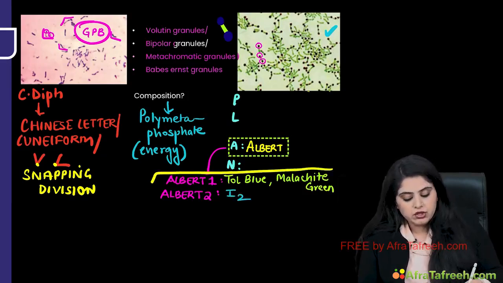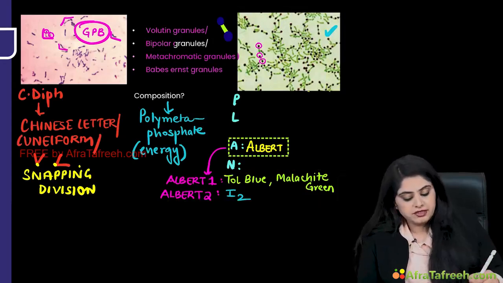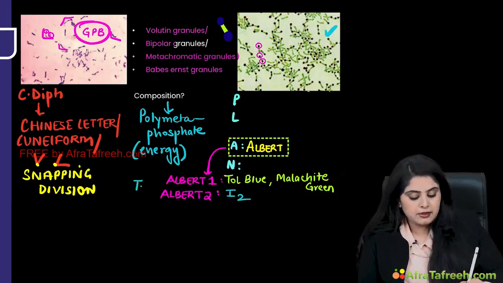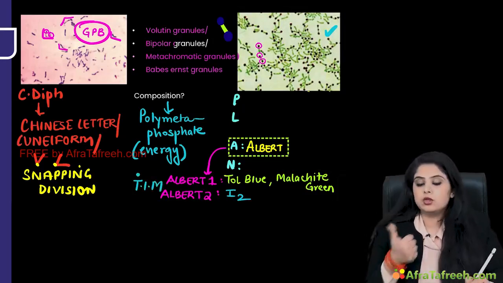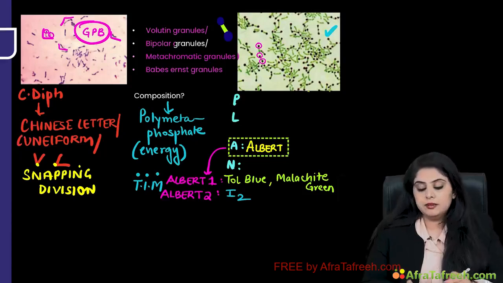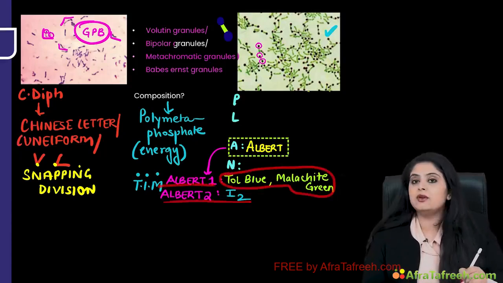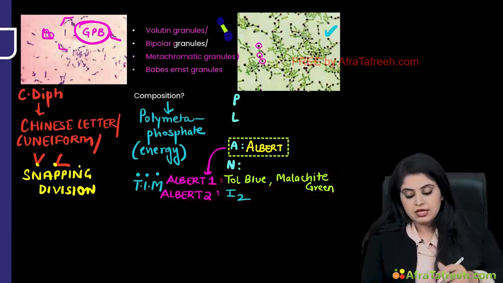If I have to learn what is the composition of the Albert staining that we have, you will simply say that I can learn it as a mnemonic TIM. What is TIM? T for toluidine blue, I for iodine, M for malachite green. The main colors, the toluidine blue and the green, are present in the first stain, and the remaining iodine is present in the second stain. So I could easily see.